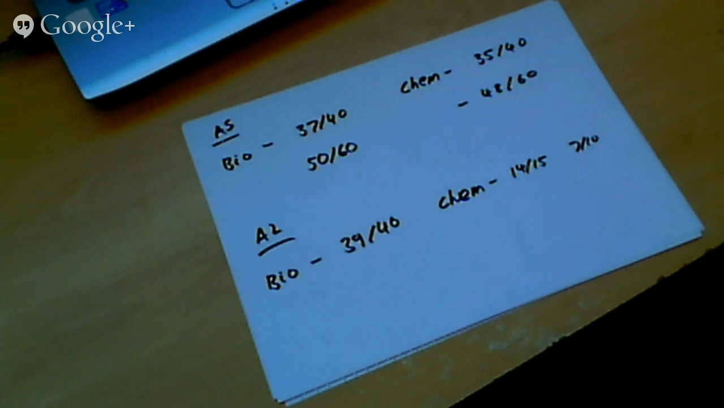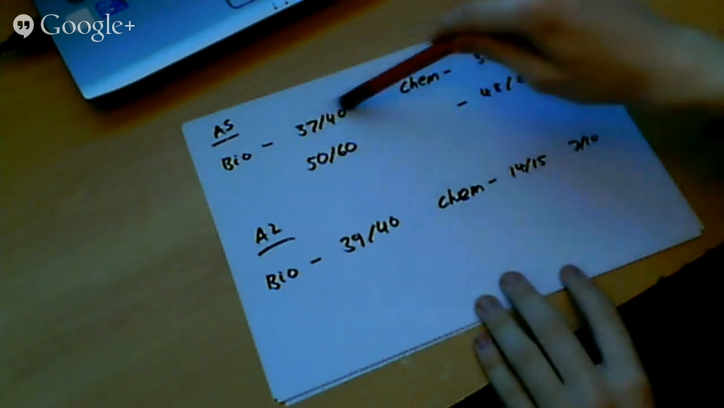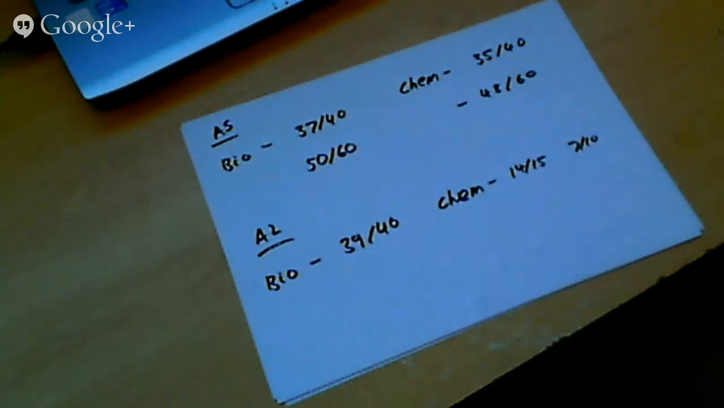Yeah, it's converted to UMS. The raw mark is 37 out of 40. That's the UMS, the mark I got overall. The actual one that's on my exam certificate.